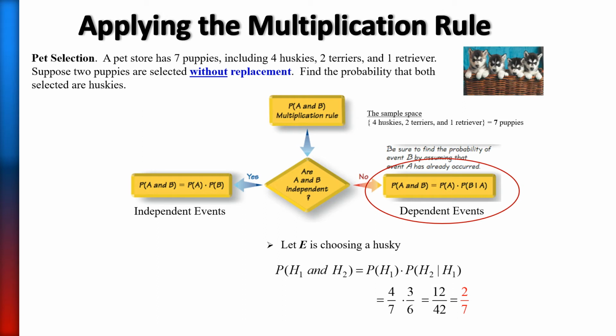If you're going to write your answer as a fraction, make sure that you simplify your fraction. If you're going to write it as a decimal or percent, you don't need to simplify. You can just simply do top divided by the bottom. And there you have it, the probability of both puppies selected being huskies is 2/7. And these are what we call dependent events.